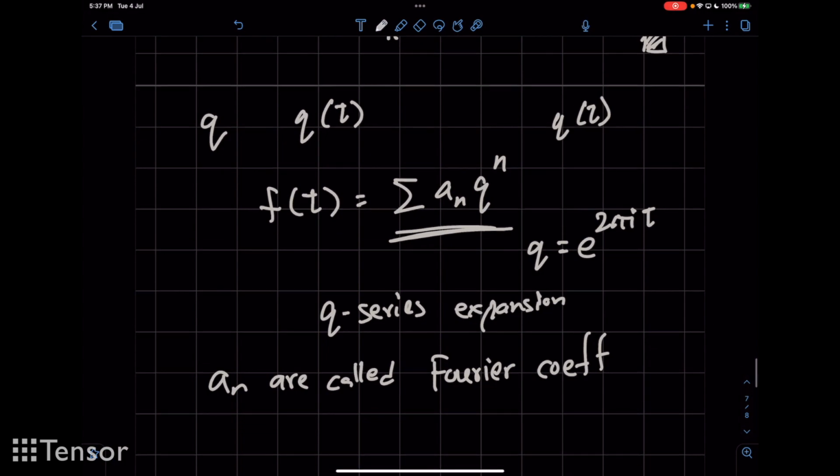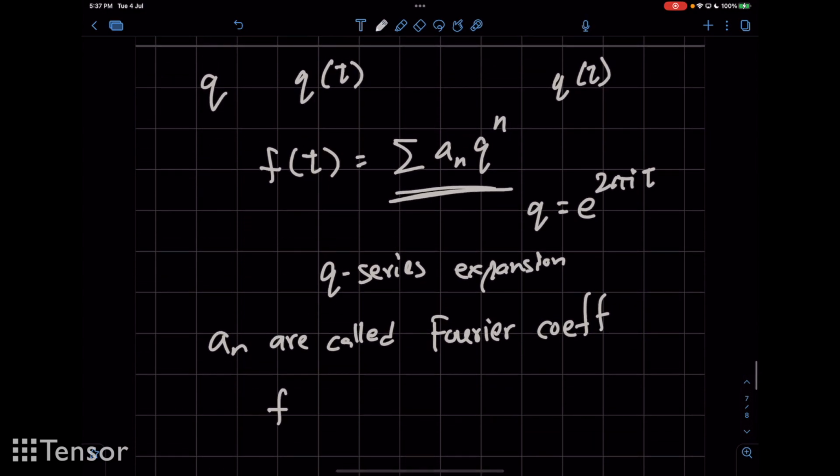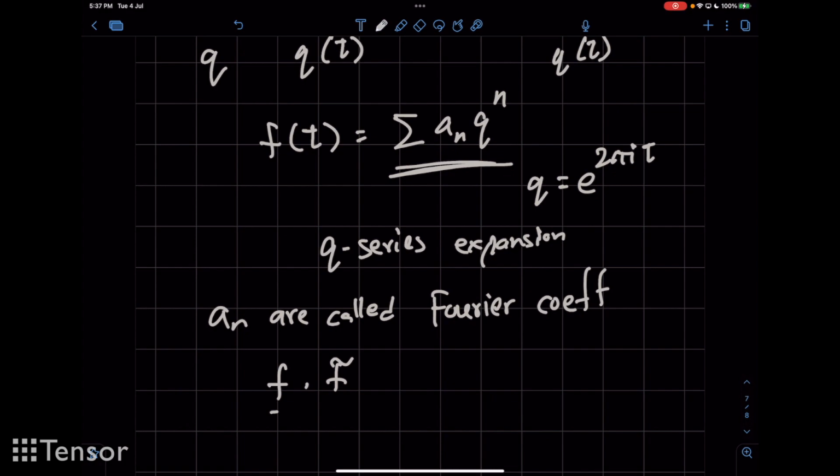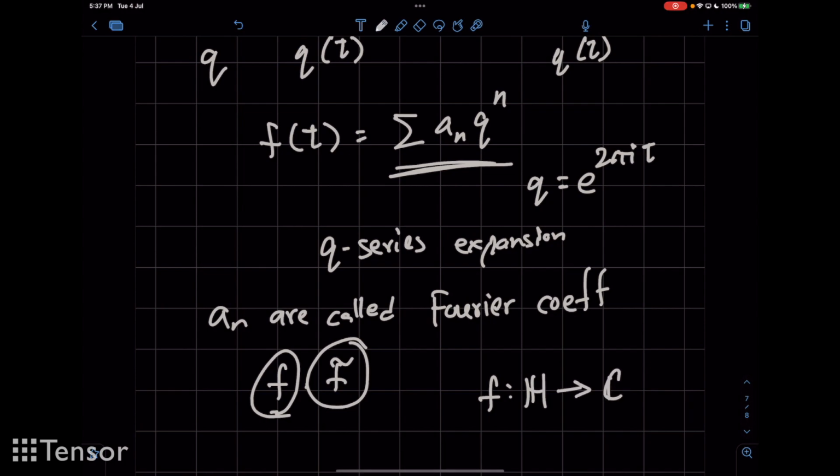Also, there's another very common abuse of notation, that is people write f and f tilde with the same symbol. I don't quite like it, but I'll try to be consistent with my notation. But you should be cautious while reading other literature, that people write these two to be the same, but they are actually not. So f is a modular form, a function from the upper half plane, but f tilde is a function from the punctured disk. Okay, so these two are not the same.